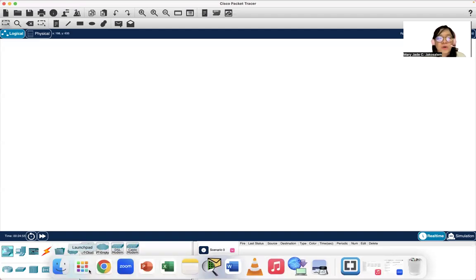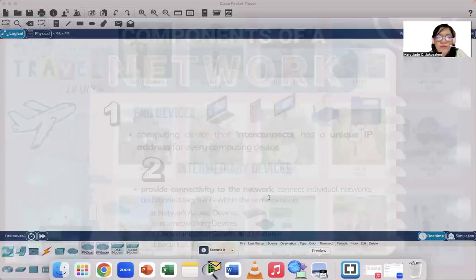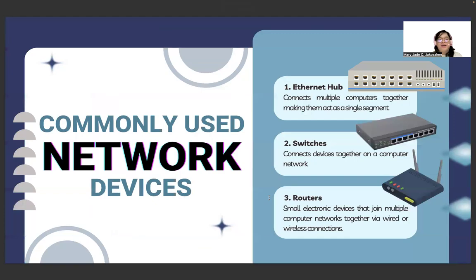Okay, so going back, our next topic is about the different commonly used network devices. So it's very imperative that we actually familiarize ourselves with these devices because they can commonly be found in a network. Whatever the setup of the network is, usually these devices are there.